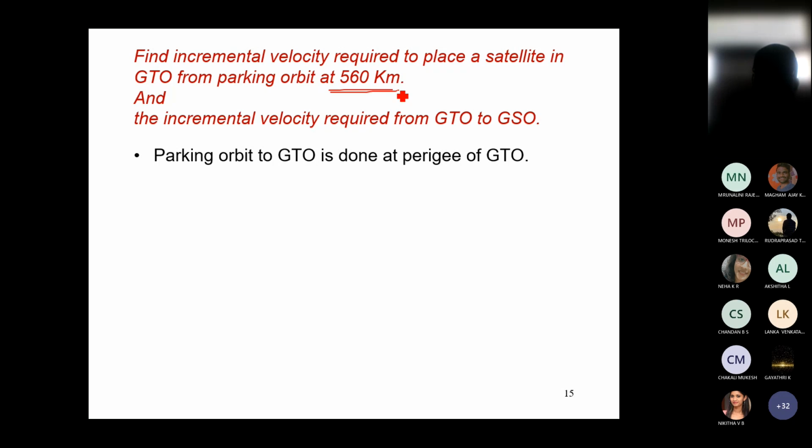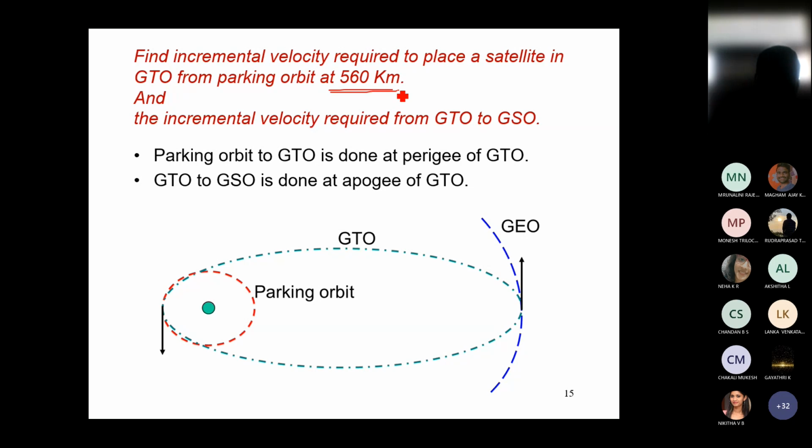The first hint given is that the transfer from parking orbit to GTO orbit is done at perigee. The figure is here, I am again explaining how to do it. Here we have two stages. First, this is stage one. We are launching the satellite from parking orbit to GTO orbit. The red orbit is the parking orbit, and this blue orbit represents the GTO orbit. When we are launching the satellite from parking orbit to GTO orbit, it happens at perigee, that means this point.